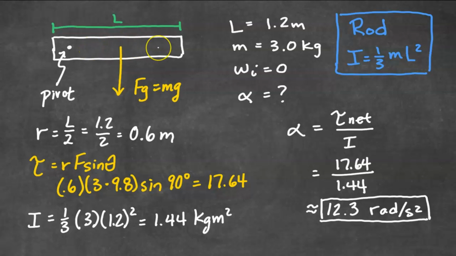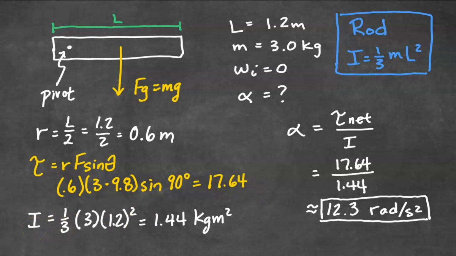And since this is a symmetrical rod, the center of mass is just going to be right in the middle. So R is going to be L divided by 2, which is 0.6 meters. The torque is RF sine theta. R, which we just calculated, is 0.6. F is the weight of the rod, mg, so 3 times 9.8, and theta is 90 degrees. That's the angle between the force and the radius vector, and we get 17.64 Newton meters.